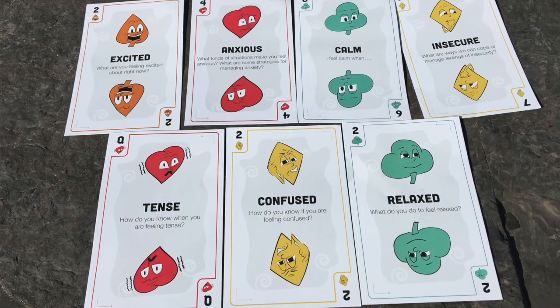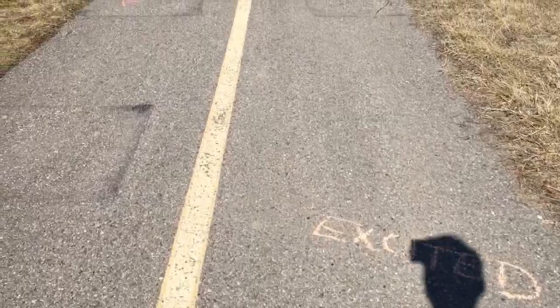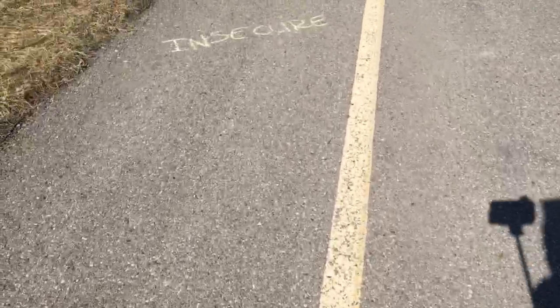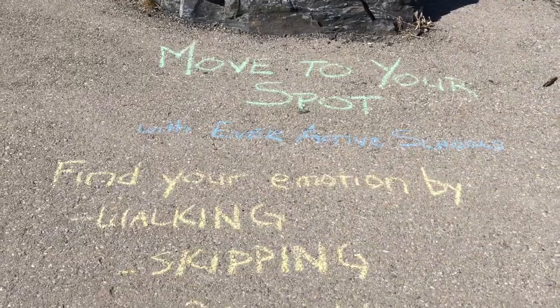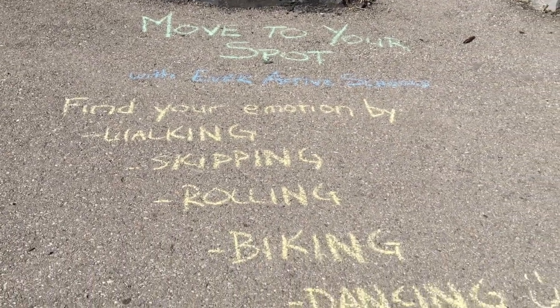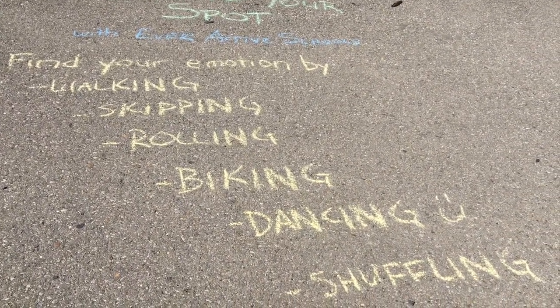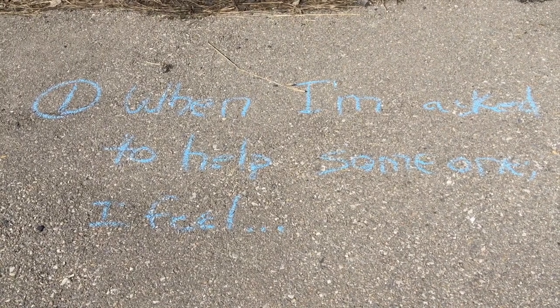I've picked some of the emotions cards from the Social and Emotional Shuffle resource, and now I've set those out along the walking path. This is something that you could set up for yourself, for your family, or out in your neighborhood. We're going to ask a couple questions, and you've got some options for how you're going to move to your answer. Question number 1, when I'm asked to help someone else, I feel.